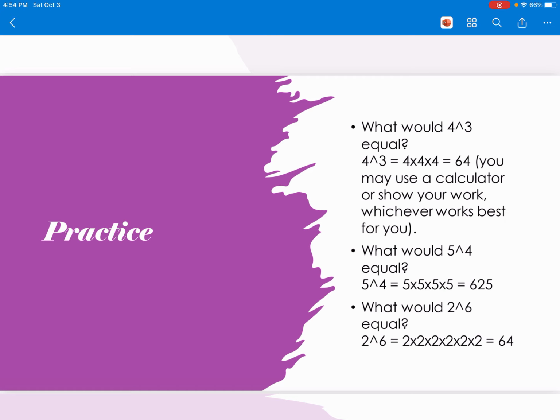What would 2 to the sixth power equal? 2 to the sixth, you multiply 2 6 times by itself. So that'd be 2 times 2 times 2 times 2 times 2 times 2. So 2 times 2 is 4, 4 times 2 is 8, 8 times 2 is 16, 16 times 2 is 32, and 32 times 2 is 64.